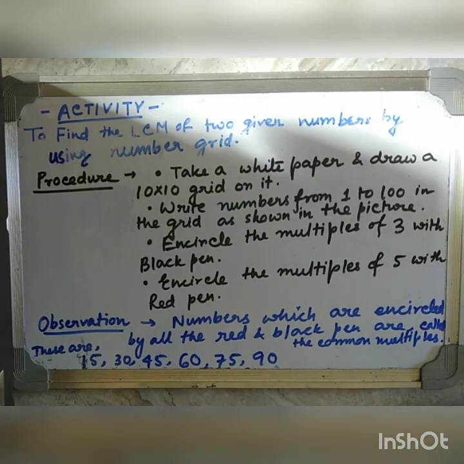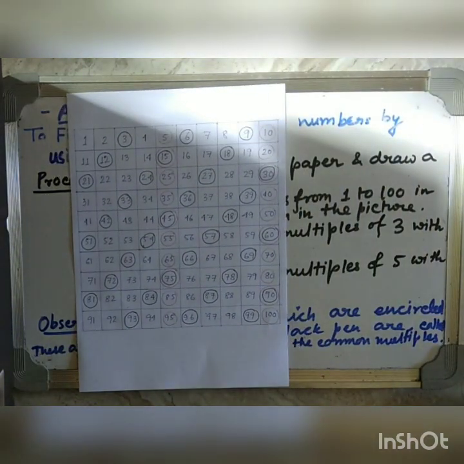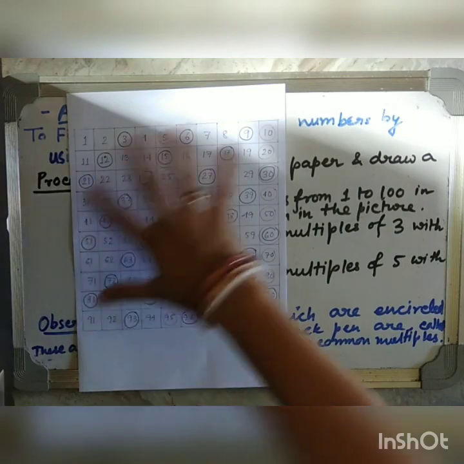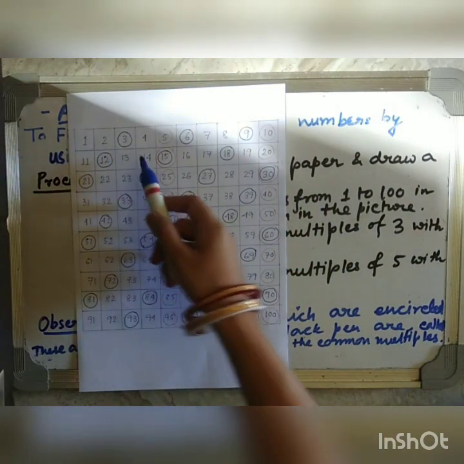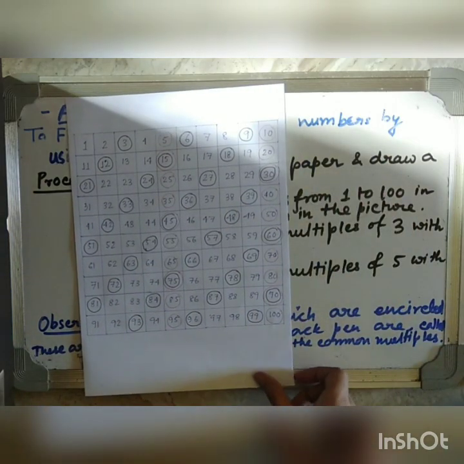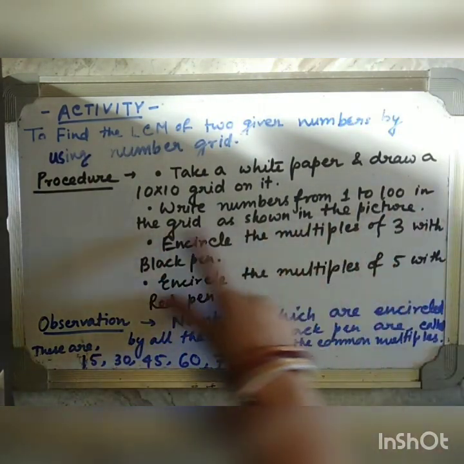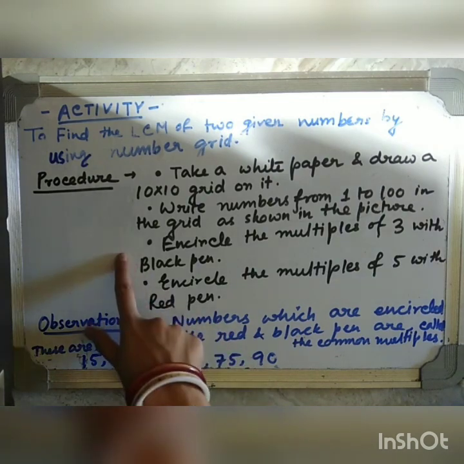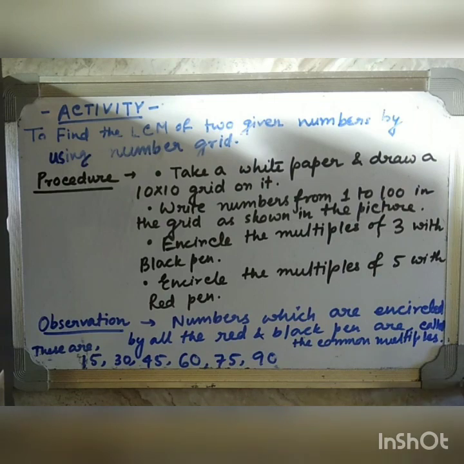Now in case of procedure, see, I have taken one 10 cross 10 grid box. Okay, you can see that, and here we can get 100 boxes. In each of the box I have written 1, 2, 3, 4 up to 100. Okay. Now what we have to do? In the next procedure we have to write the numbers from 1 to 100, which we have already done. Thirdly, we have to encircle the multiples of 3 with black pen.